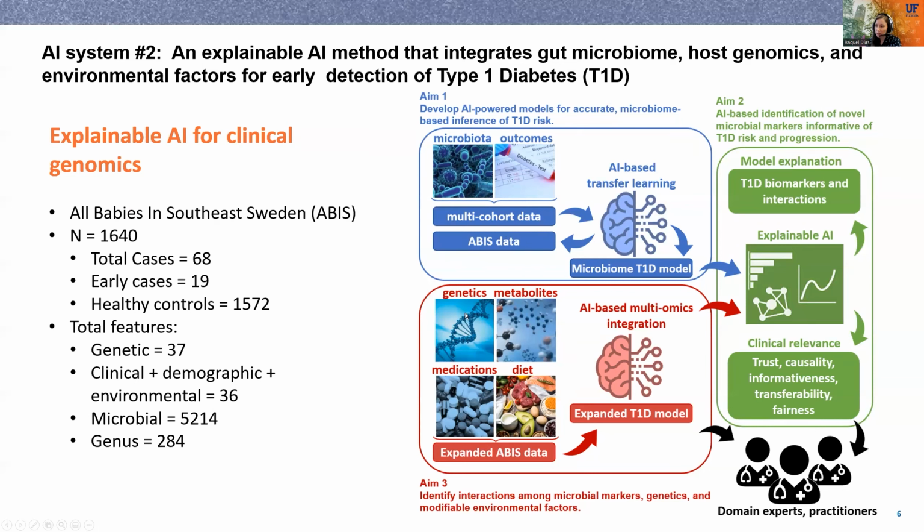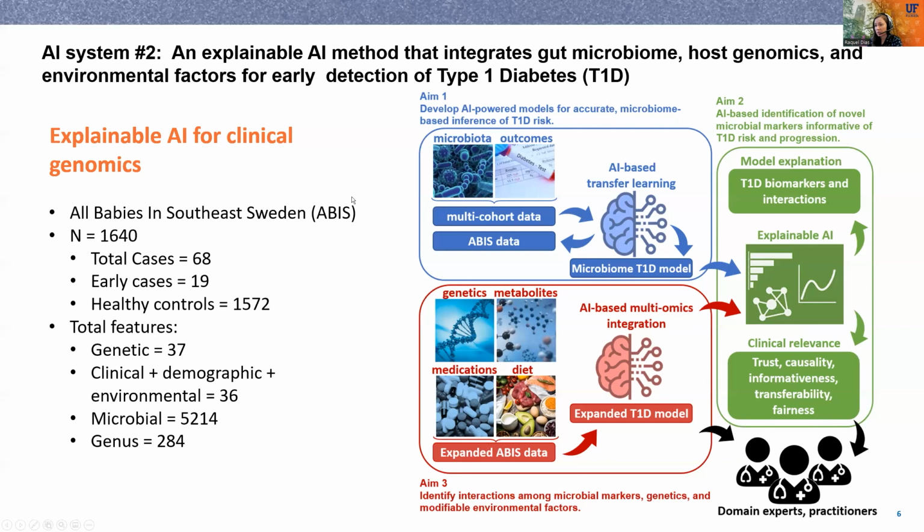And later we're going to try to integrate genetics, metabolites, medications, and all sorts of environmental factors with the microbiome data to try to boost the power of our model when trying to predict type 1 diabetes, and probably expand these models for predicting other autoimmune diseases. And by using AI interpretability techniques, we're not just going to get accurate predictions from these models, but we're going to understand exactly why these models are making those predictions, so we can be more helpful and more informative to the domain experts and clinical practitioners.